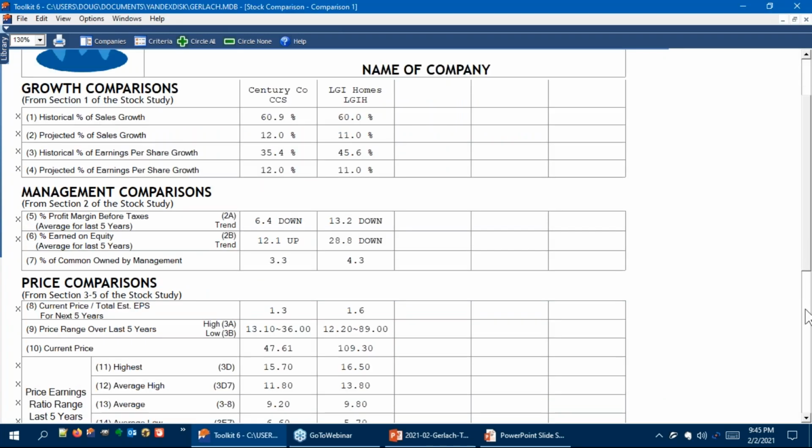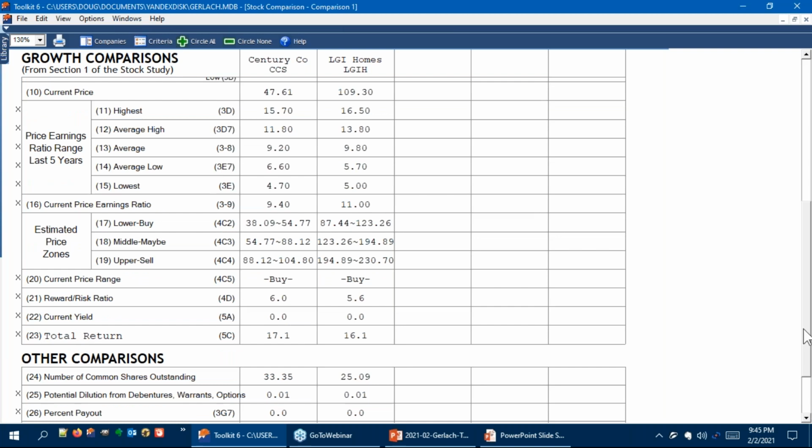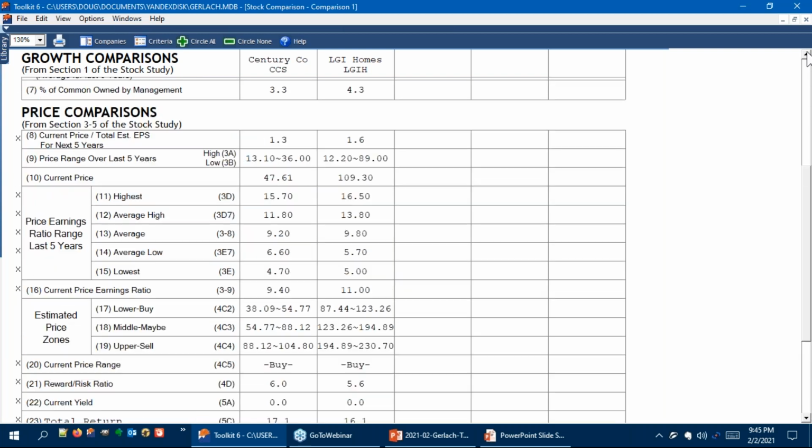So let me flip down, we'll scroll down to the price comparisons for the next section. Let me just see if I can position this a little better.